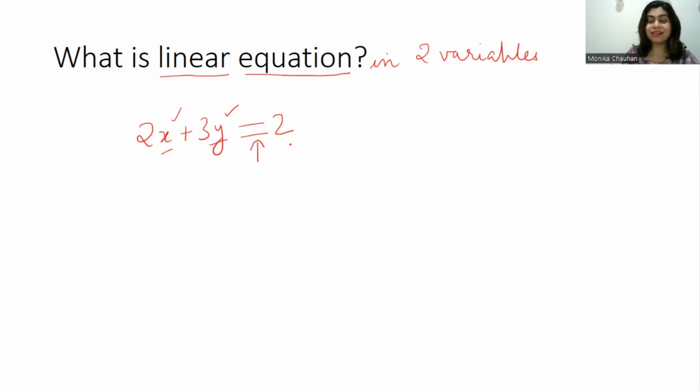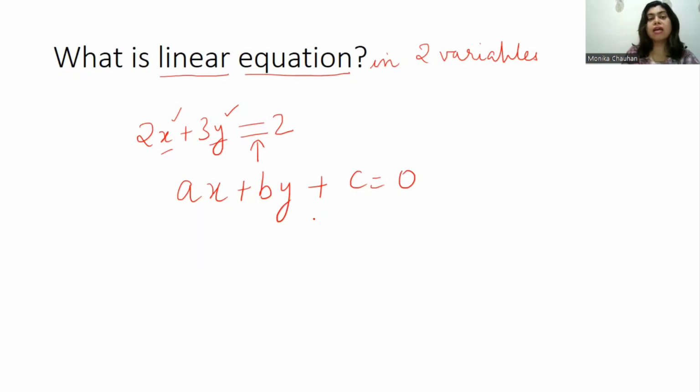I hope this is clear. Now, whenever you get it, you will understand. But in general, how do we write it? We write it like this: ax plus by plus c is equal to 0. So this is a linear equation in two variables. Here a is the coefficient of x, b is the coefficient of y, and c is the constant term, any number.